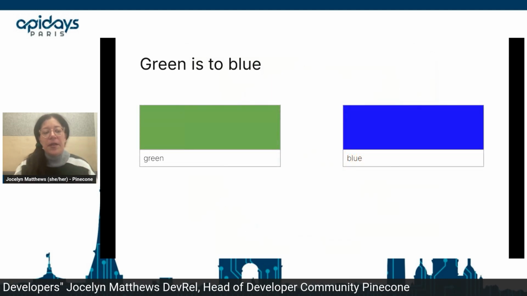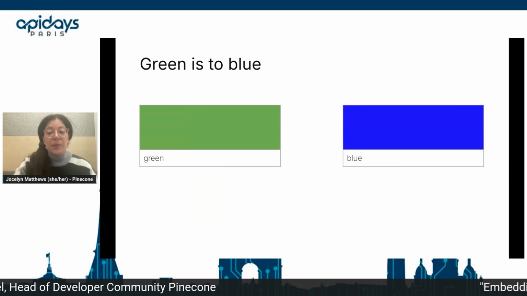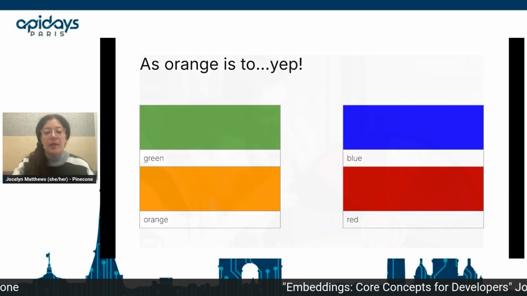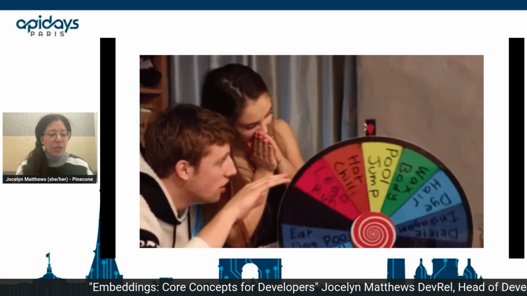So if we're talking about that and thinking about king, queen, man, woman, could we say that green is to blue as orange is to red? And my question to you is, is this a good way to understand and talk about the subject?